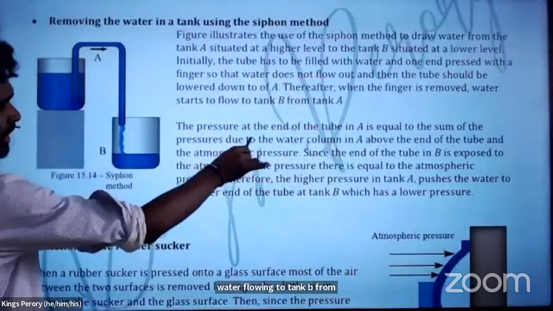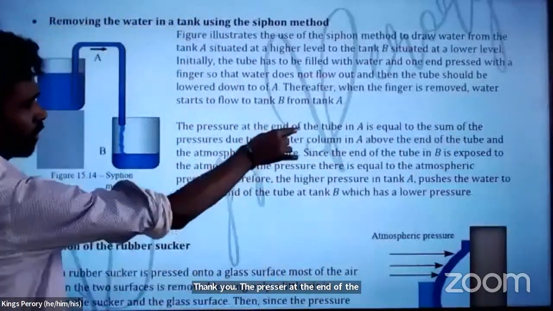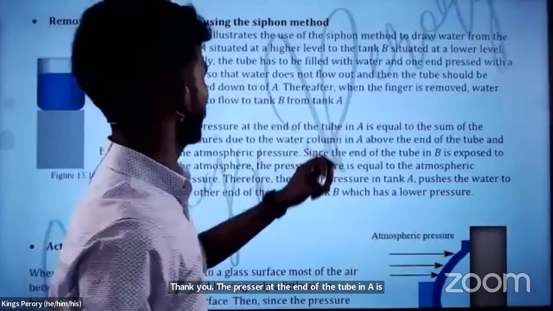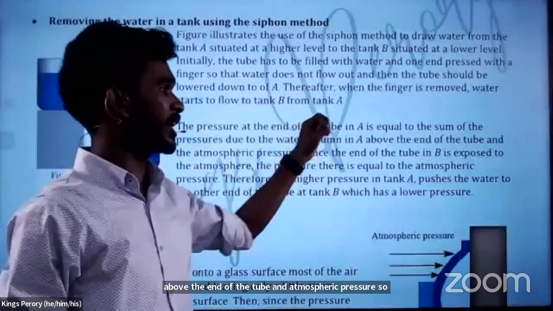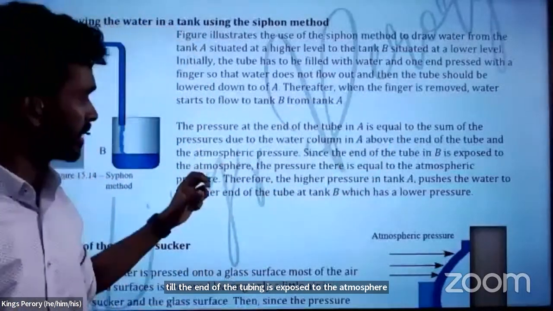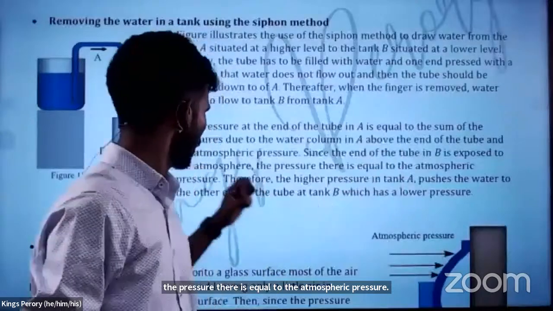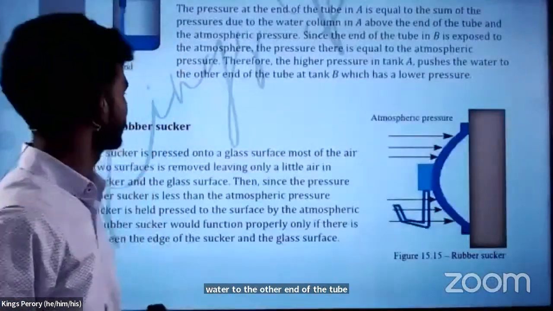The pressure at the end of the tube in A is equal to the sum of the pressure due to the water column in A above the end of the tube and atmospheric pressure. So here is H rho g pressure and atmospheric pressure. Since the end of the tube at B is exposed to the atmosphere, the pressure there is equal to atmospheric pressure. Therefore, the higher pressure in tank A pushes the water to the other end of the tube at tank B, which has a lower pressure.